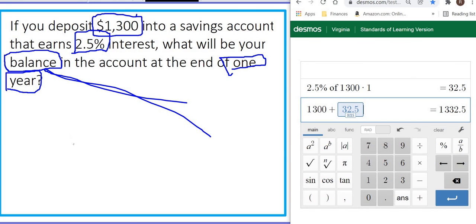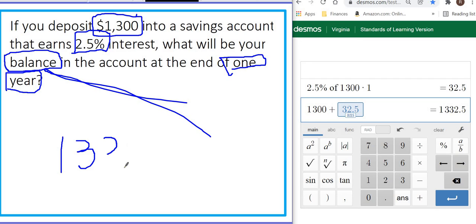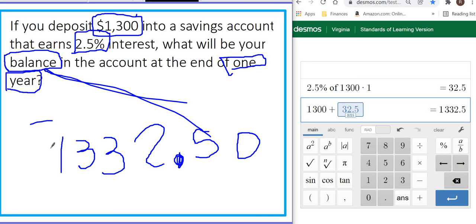So that means your final balance is $1,332, and, oh, that's a dot, sorry, 50 cents. All right, so that's your balance. If we had asked you for the interest, you would tell us 32.50. That's the interest we earned. But since we wanted the balance, the whole account, we had to add what we started with to the interest.